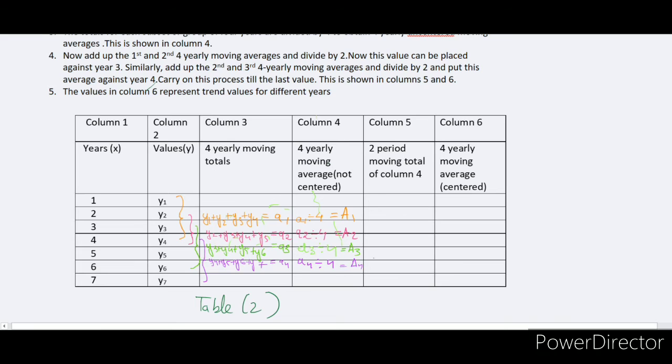So those are your 4 yearly moving averages, but these are not centered. Because why? They still lie in between the middle years of each group, so they are uncentered. Now we'll proceed to centering. So the next step here is to add the first and second 4 yearly uncentered moving averages. So now we will add A1 and A2, and place them against the third year.